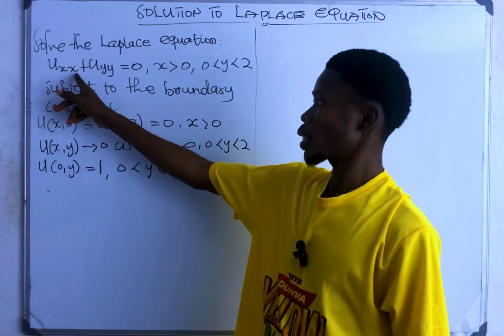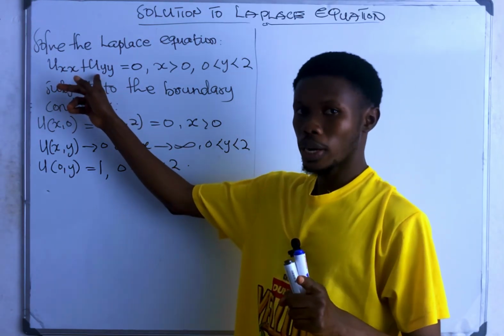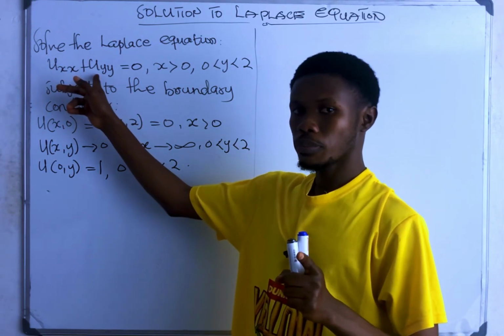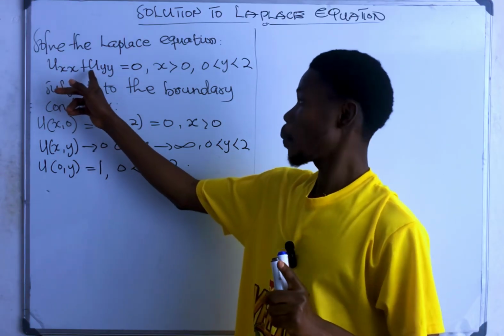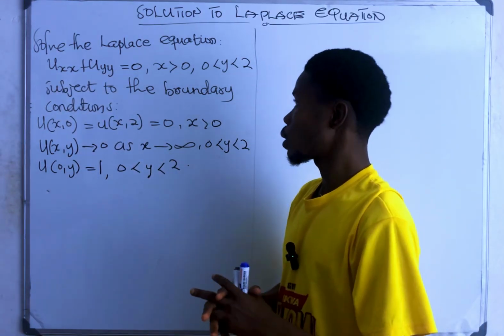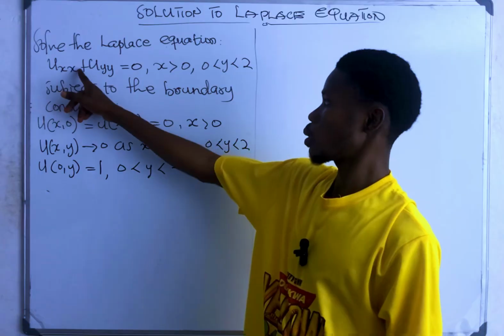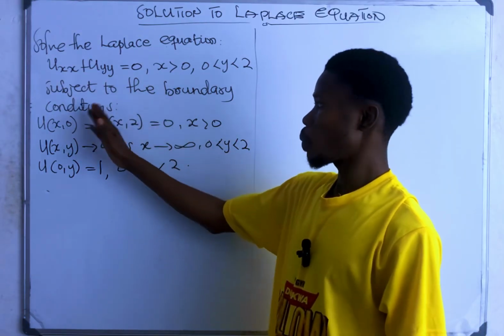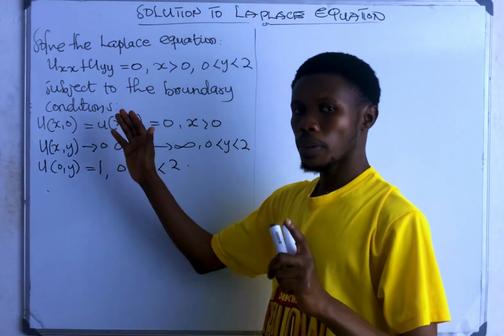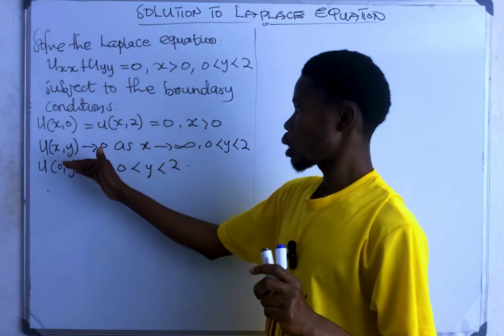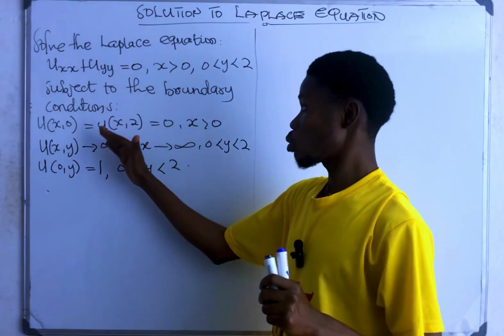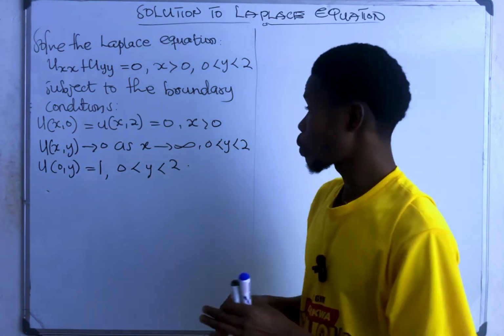So this is the equation u_xx plus u_yy. One thing you realize is that for the heat equation it was having time, but here it's not having time. So that's what we are going to consider. So this is the question given to us subjected to the boundary conditions. I said the Laplace equation has no initial condition but has boundary conditions. So these are the boundary conditions that we are going to consider.